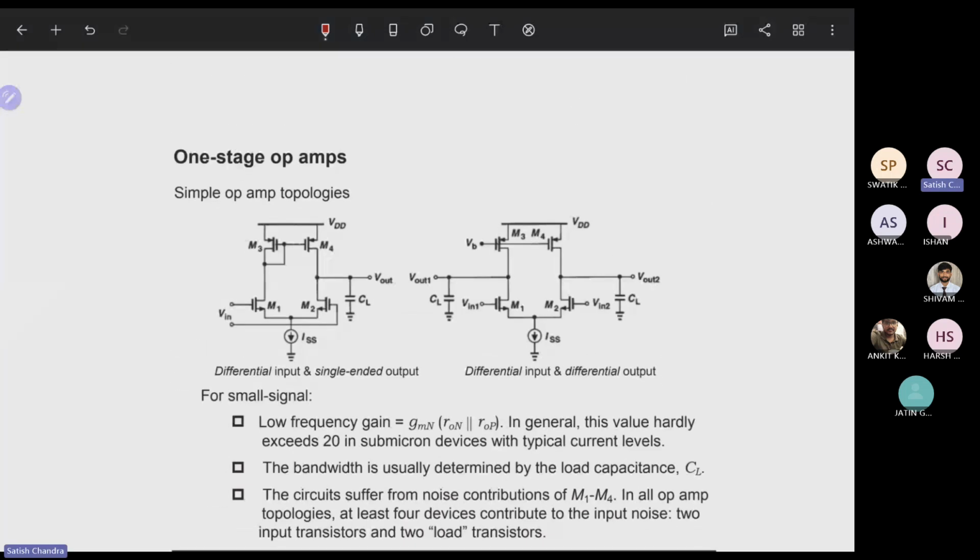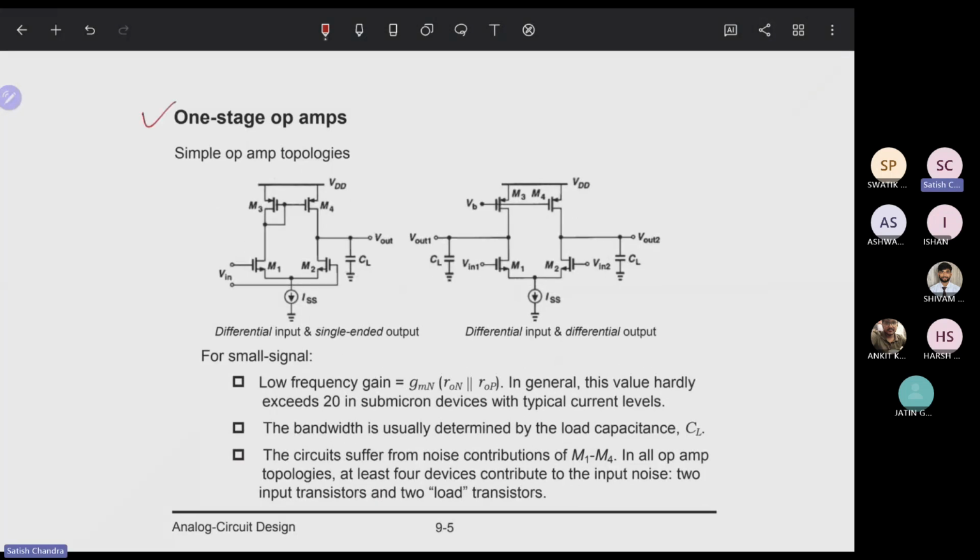Now comes the basic part. The first one is the one stage op-amp. One stage op-amp means a simple op-amp topology, what we have been talking about till now. First is the differential input with a single ended output. You can see single ended output. In the other case, there is differential input and differential output, you can see this part and this part. This is the differential input we have given and the differential output.